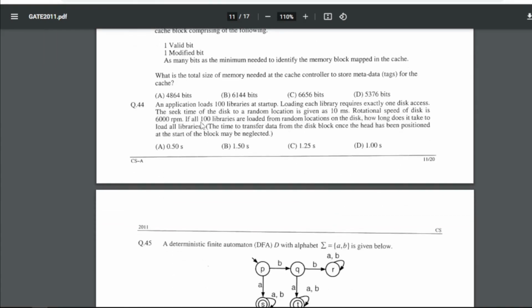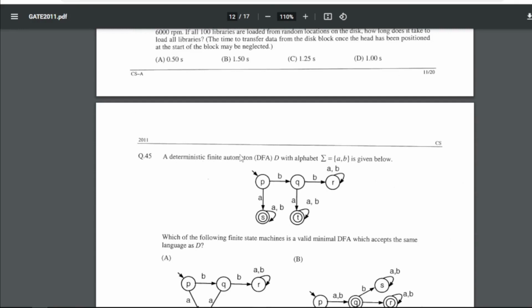44 is an application loads 100 libraries at startup, and each library requires exactly one disk access. The seek time of the disk to a random location is given as 10 millisecond. Rotational speed of disk is 6000 rpm. If all 100 libraries are loaded from random location on the disk, how long does it take to load all libraries? The time to transfer data from the disk block once the head has been positioned at the start of the block may be neglected. So in that case, for 44, our answer will be B, that is 1.50 second.